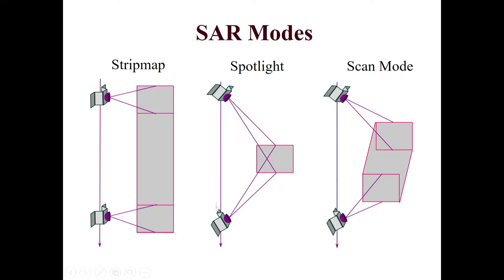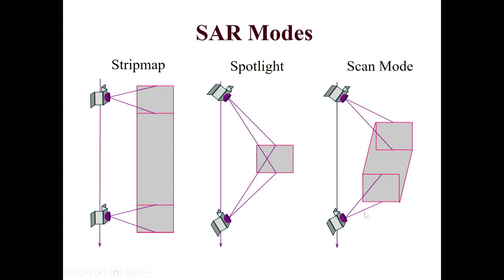Now in spotlight mode, the SAR sensor will be focused on one small area during its entire imaging. Like here you can see that from first point to last point it is focused on one small area. So in spotlight mode there will be very high spatial resolution up to 25 centimeter, but the coverage will become very less, like 10 kilometer, 5 kilometer or 14 kilometer, like that. The total swath will become very less, and spatial resolution will become very high.